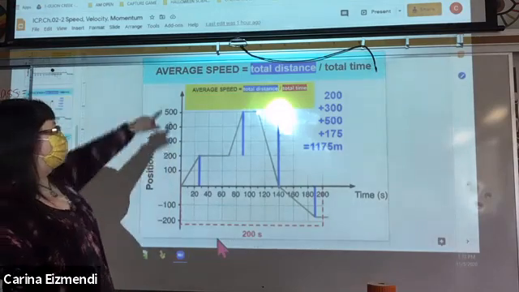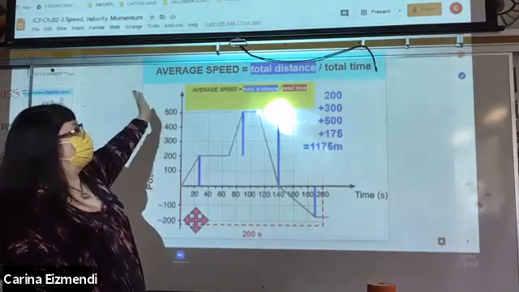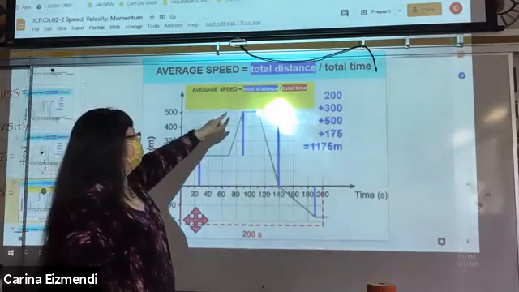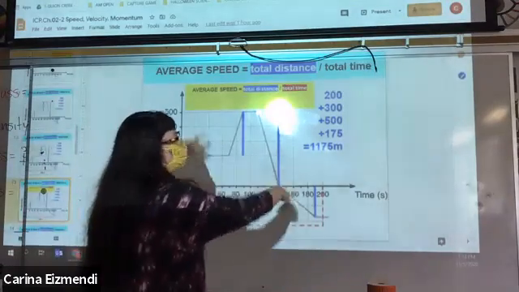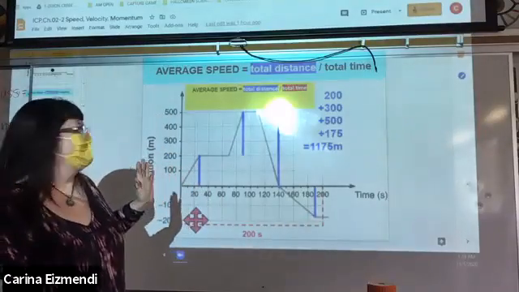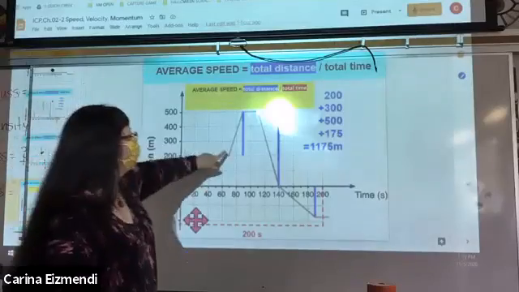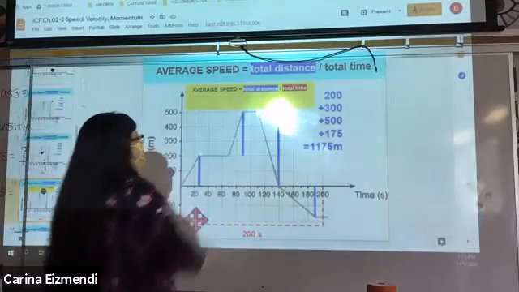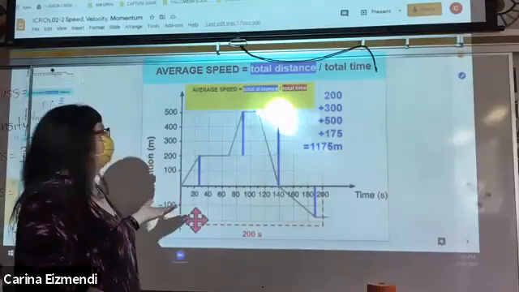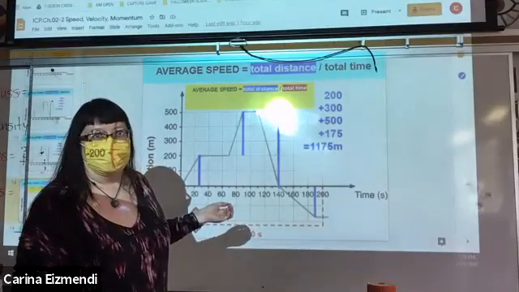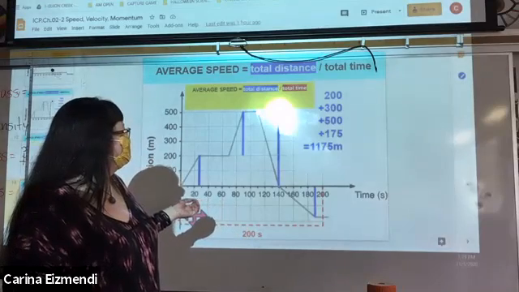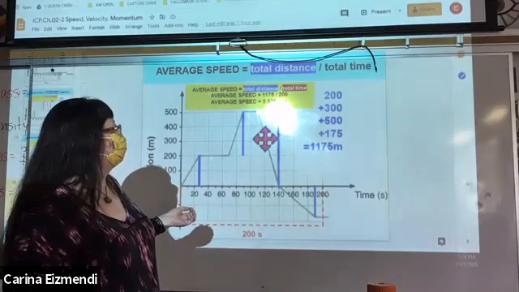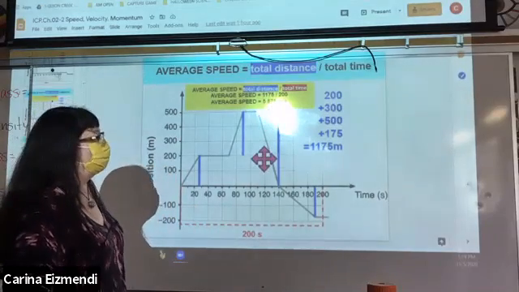So the average speed is the total distance divided by the total time. And again, where you start and end is up to the problem. It could be find the average distance between here and here, or the average speed or distance or whatever. Okay? So then your average speed is 1175 divided by 200, and it goes 5.875.